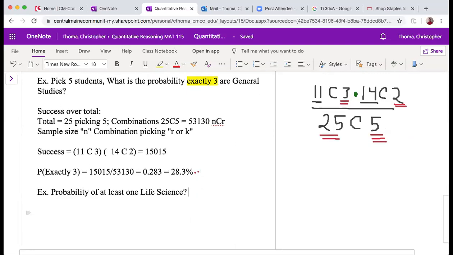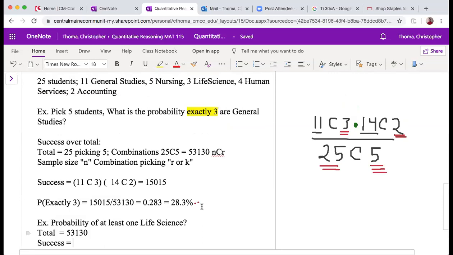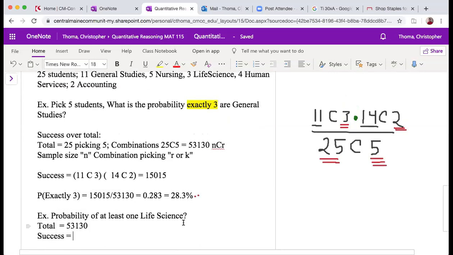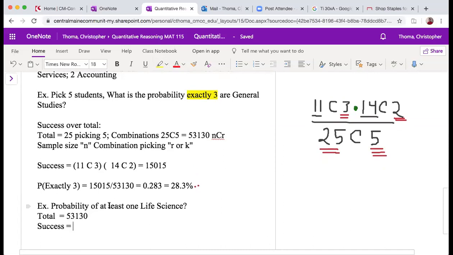So the good news, because we are using the same scenario, our total is still going to be the same, 53,130. Because our total didn't change. What is changing is our success. Right? So what is considered success in this case? What does at least one mean? More than none? Exactly.